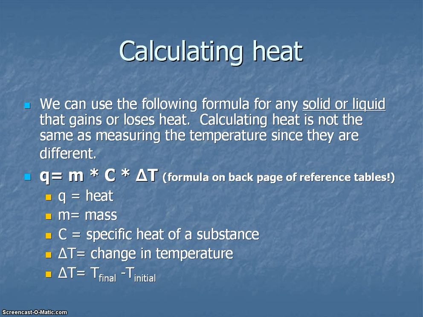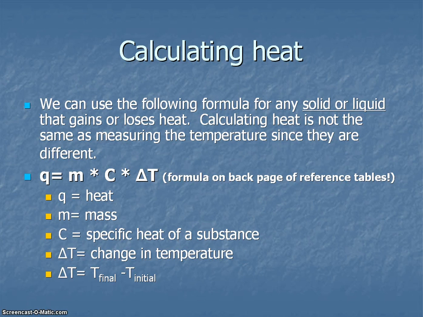Delta means change. Okay. This formula is on the back of your reference table. It's the very back page, Table T. Look it up, know where it is, know how to use it. Okay, so Q. Q stands for our heat. All right. M is for mass. C stands for specific heat of a substance. I'm going to get into that in a second. Okay, you probably don't know what that is. Now, delta T is change of temperature.